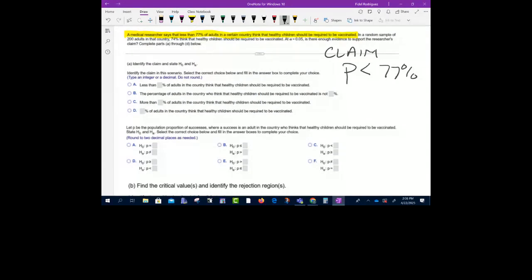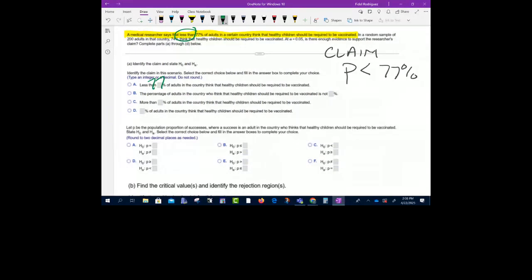So look, y'all, I'm going to come back over here and I'm going to identify the claim in the scenario. And there is a couple of options. So y'all, when I'm looking at something like this, the first part that I see is the less than, right? So when I look at my choices, A through D, it looks like A, right? Less than 77% in the country think that healthy children should be required to be vaccinated, right?